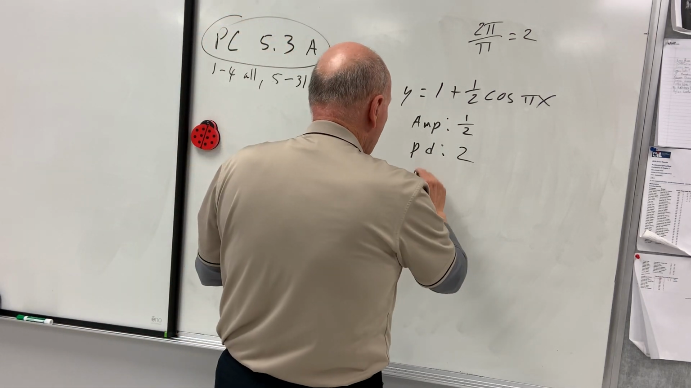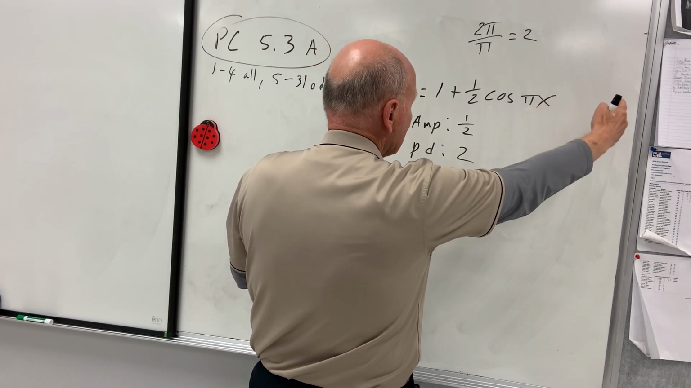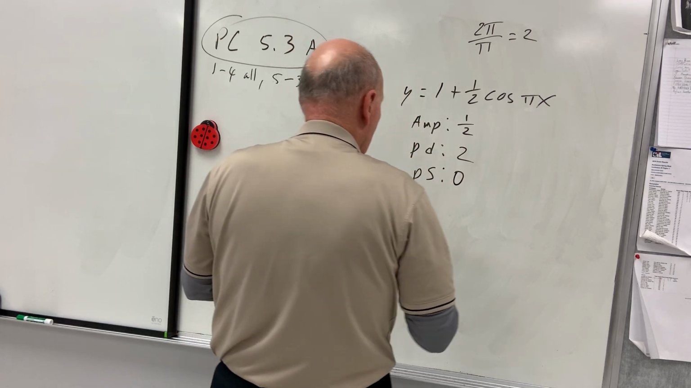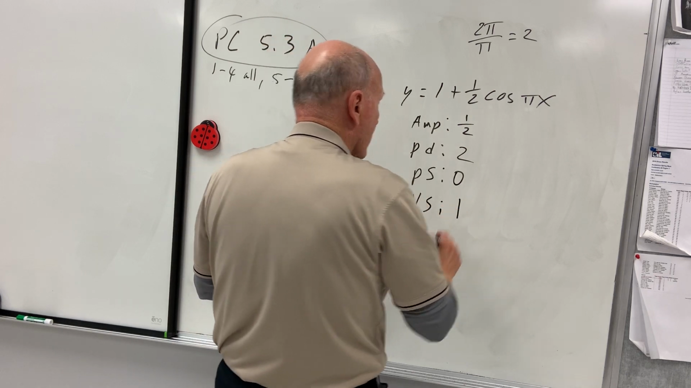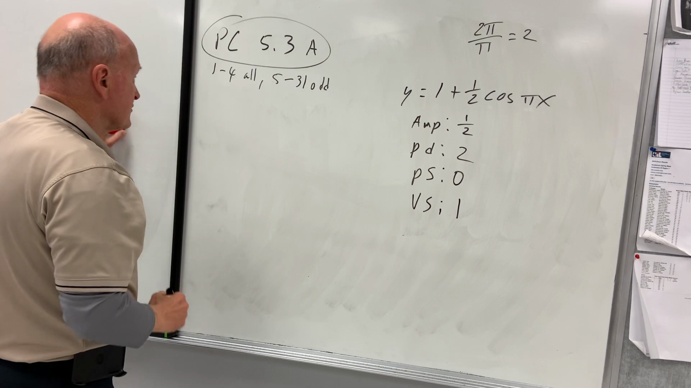We would next do phase shift or horizontal shift. Well, there's nothing grouped with the x over here. It's not like an x plus 3 or something like that. So the phase shift is 0. Vertical shift, yes, we have a vertical shift. We see that we've got 1 added on to all this. So we're going to use this information now to graph our function.